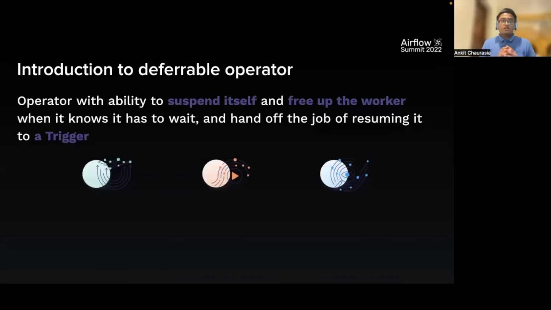So this is where the concept of deferrable operators is very useful. A deferrable operator has the ability to suspend itself and free up a worker when it knows that it has to wait, and hand off the job of resuming it to a trigger. The deferrable operator framework was released as part of Airflow 2.2.